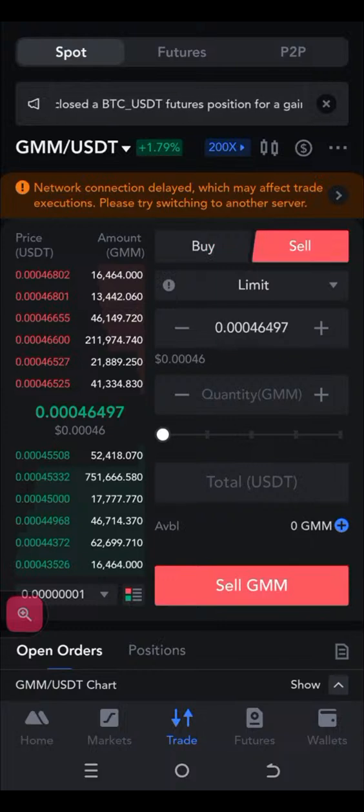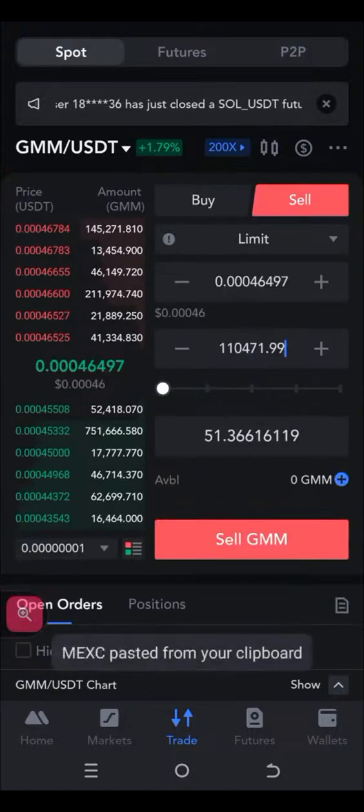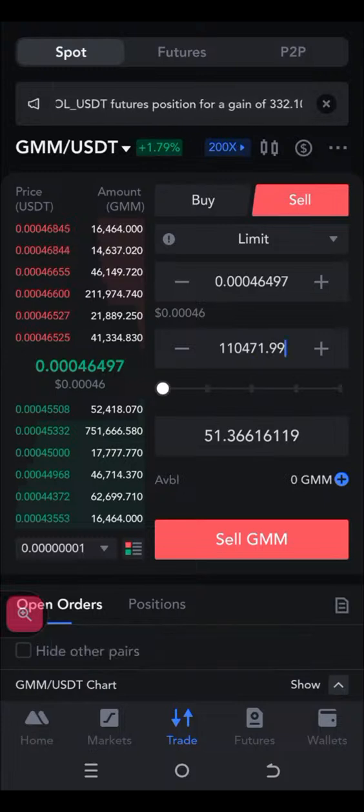Okay, so we want to sell this. If I choose this amount here and I'm selling at that price, yeah, it has reduced. It was $1.74, now it's $1.36. So if I remove 33 cents, we still have $1, which is about 2%, which is not bad.